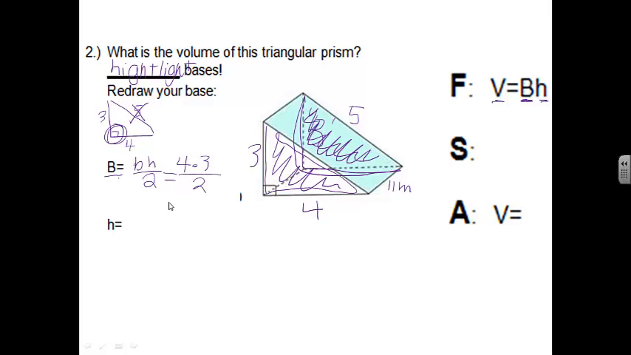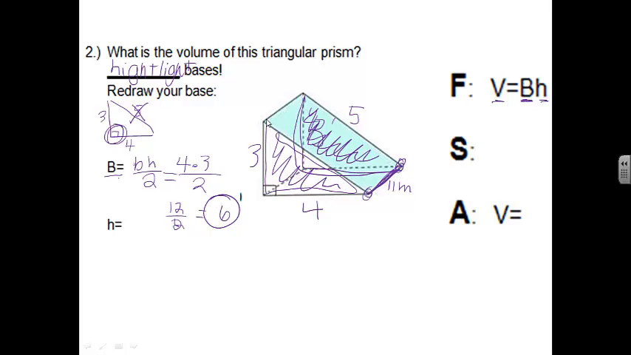So 4 times 3 is 12, divided by 2 would give me 6. So my big B represents 6. Now, what's my height? Well, this one's kind of tricky. Your height is what connects your two bases. So my height from this base to this base is 11.